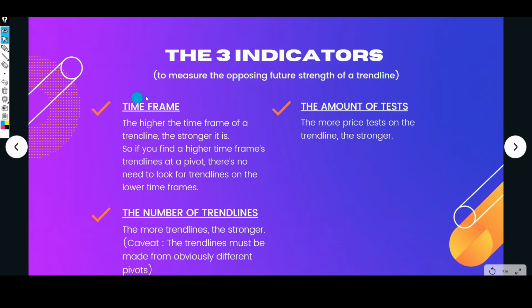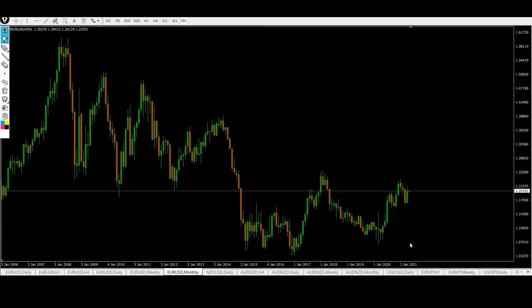Number 1, the time frame. So remember, the higher the time frame of a trend line, the stronger it is. So if you find a higher time frame's trend line at a pivot, there's no need to look for trend lines on the lower time frames. In this case, since we're gauging the future strength of a monthly pivot right here, there's no need to go to the lower time frames to look for trend lines to measure this monthly pivot's future short strength. So let's go on to number 2.